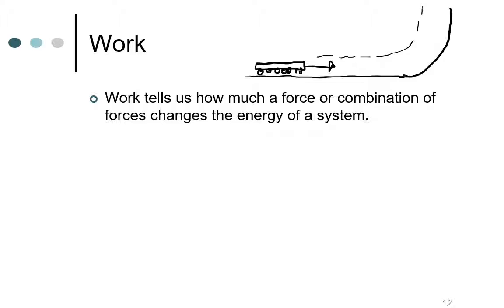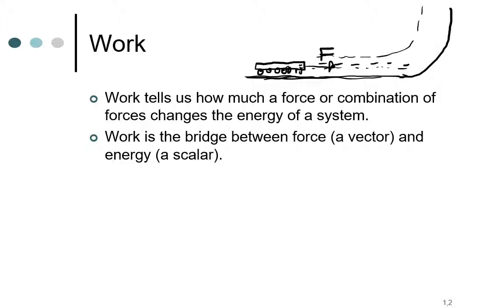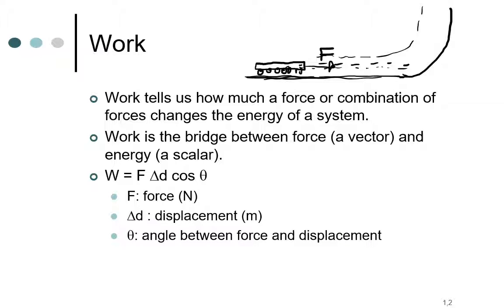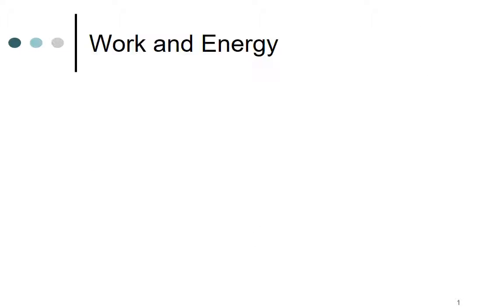And so there's a major force over a displacement. There's a lot of work done. Even though this is at ground level and there's no kinetic or potential energy, it gains a lot of energy before it goes up the roller coaster ramp there. So work bridges between a force, which is a vector, and a scalar, energy, and we can multiply the force times displacement times cosine of theta to find out how much work there is.